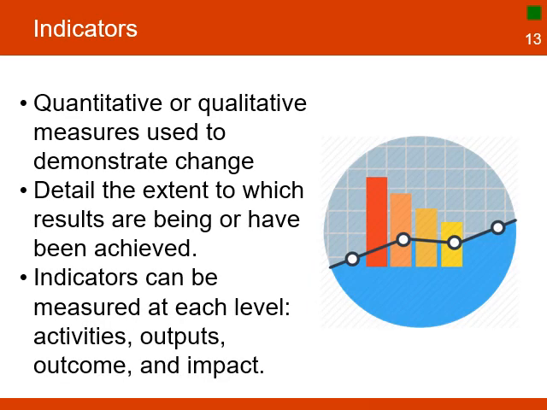The indicators are the quantitative or qualitative measures used to demonstrate a change. They detail the extent to which the results are being or have been achieved. The indicators can be measured at each one of the levels. The Logframe can include indicators at levels for activities, outputs, outcomes, and impact. Indicators can help monitor the progress of the project and how the intervention is generating the expected positive change in the target population.